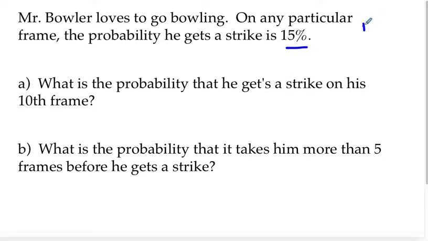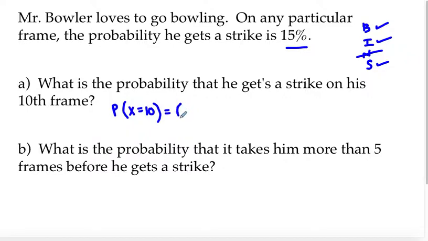So if we're checking bins, the B works, the I works, and the S works. Hang on. And the S works, but the N does not. So it's geometric. So what's the probability that he gets a strike on the 10th frame? So what's the probability that he gets a success on the 10th frame? Well, what happened the first 9 frames? He failed. He did not get a strike.